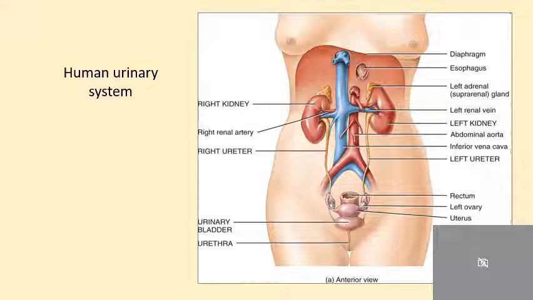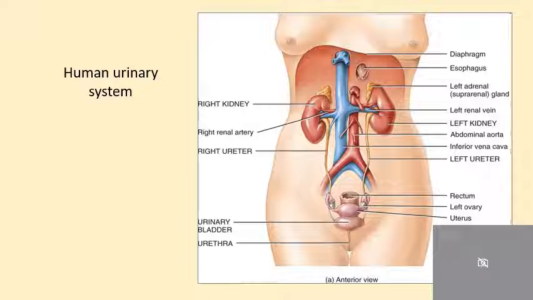As far as organ systems go, the urinary system is a fairly simple organ system. The urinary system includes two kidneys, a right kidney and a left kidney. The kidneys are the urine-producing structures of the body, and that newly formed urine is drained away from the kidney in a tube called a ureter.